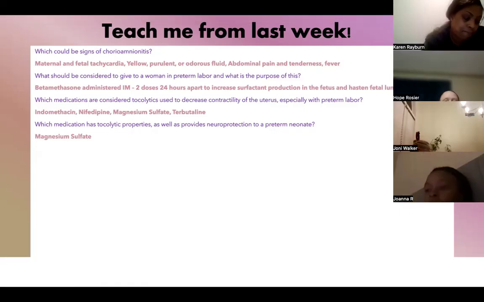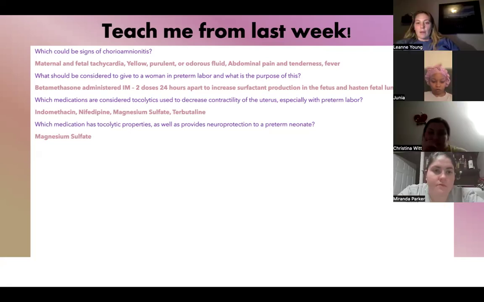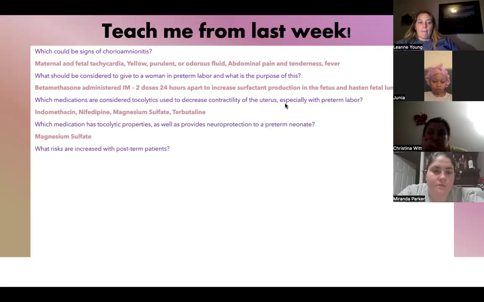Specifically, it helps protect baby's brain against development of cerebral palsy. Okay, so this is another use for magnesium here. What risk would we associate with post-term patients? So if we have a mom who comes in who's 42 weeks pregnant, what are we worried about with her?